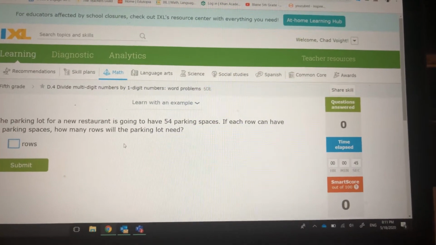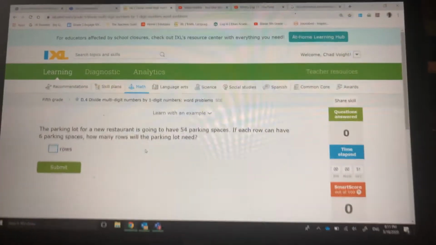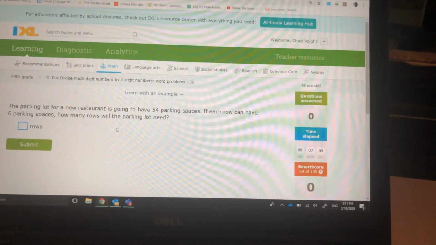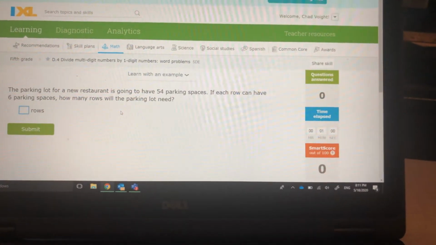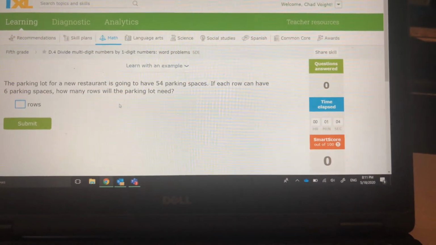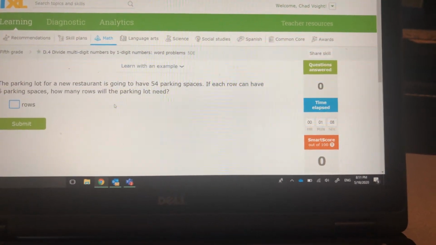So in this first case, we have a parking lot for a new restaurant. It's going to have 54 parking spaces. If each row can have 6 parking spaces, how many rows will the parking lot need? All right. They have 54 parking spaces. If each row can have 6 parking spaces, how many rows?